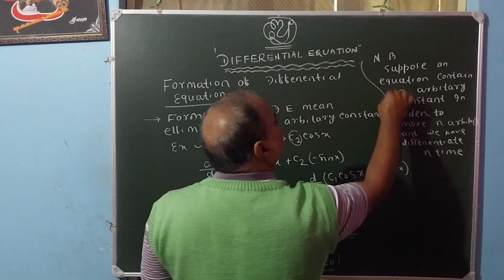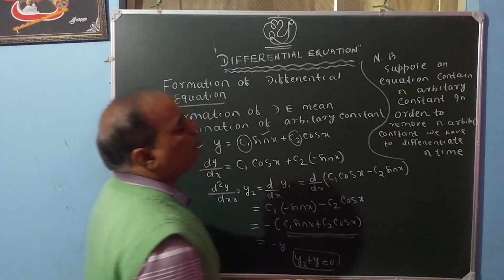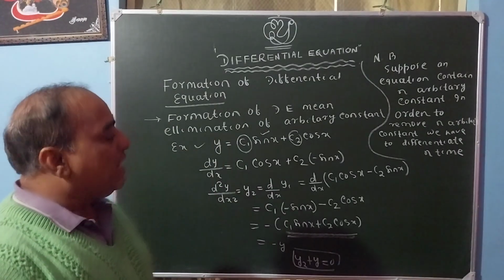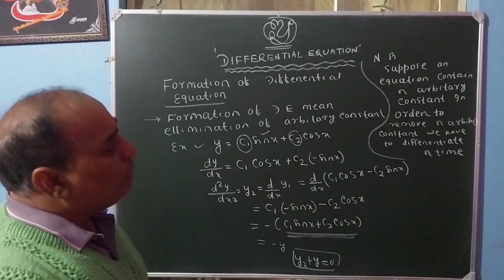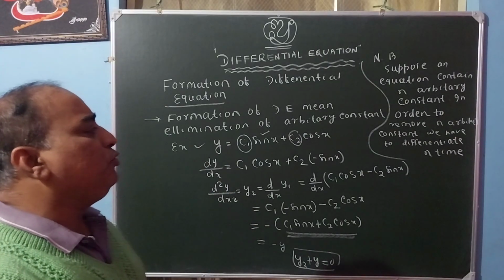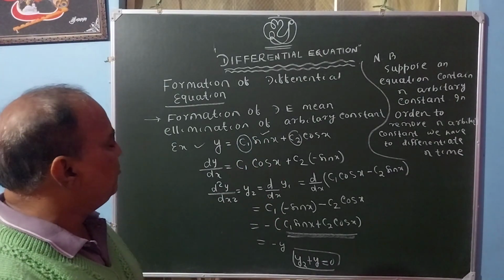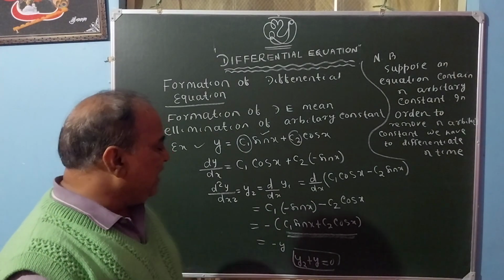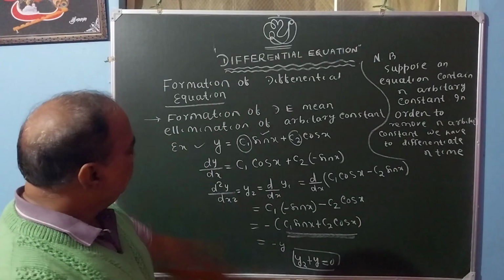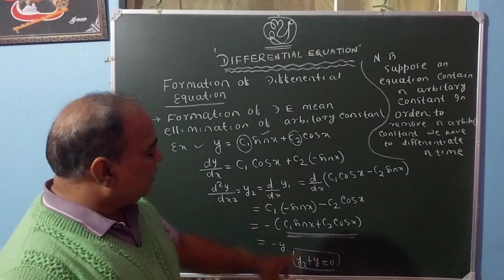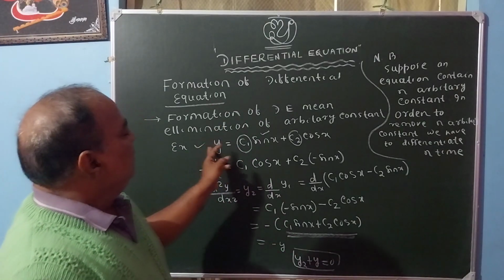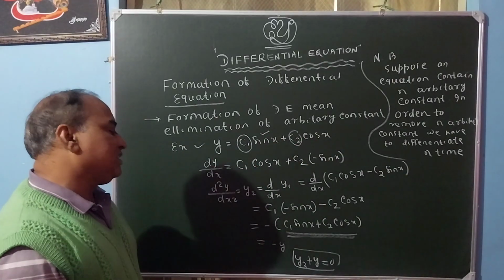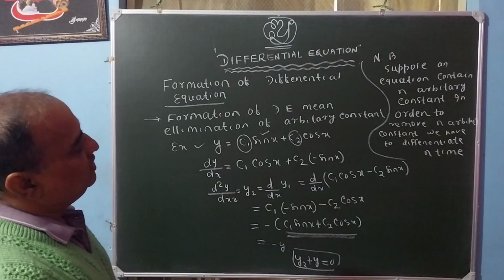Okay, so this is a very important note you have to remember. Suppose an equation contains n arbitrary constants. In order to remove n arbitrary constants, we have to differentiate it n times. So the relationship between the differential coefficient, dependent variable and independent variable is the corresponding differential equation. Suppose the solution is given, our aim is to find out its differential equation.